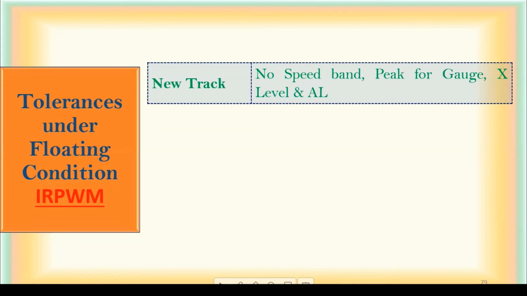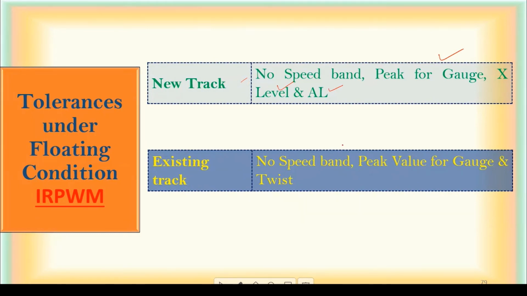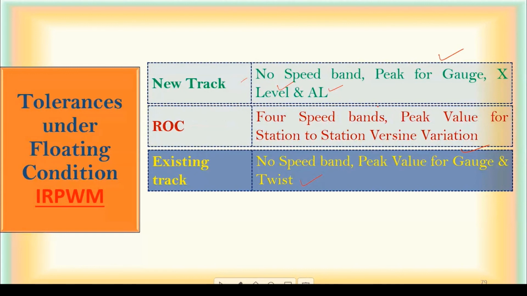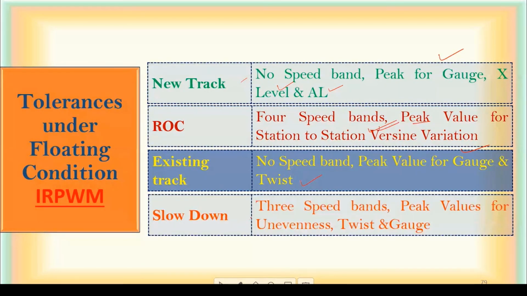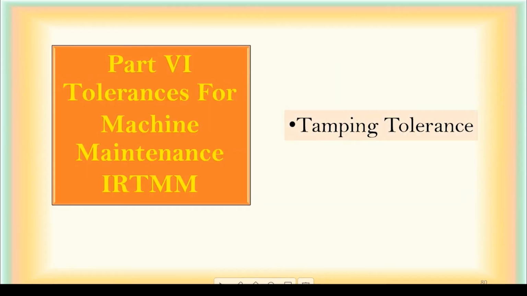So to summarize, the 4 tolerances under floating conditions are: first, gauge, cross level and alignment in case of new track. Second, for existing track, gauge and twist. Third, for realignment. And fourth is slow down, which is for 3 speed bands, where values of unevenness, twist and gauge have been given. So these are the 4 tolerances for floating condition. Then one more tolerance is mentioned, and that is mentioned in the machine manual.